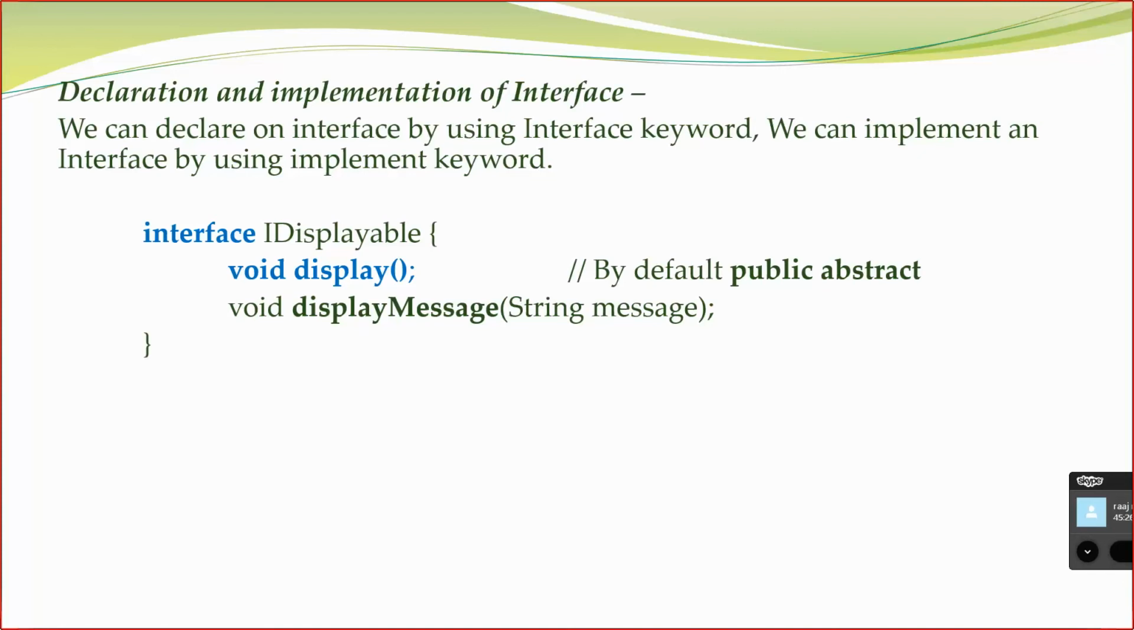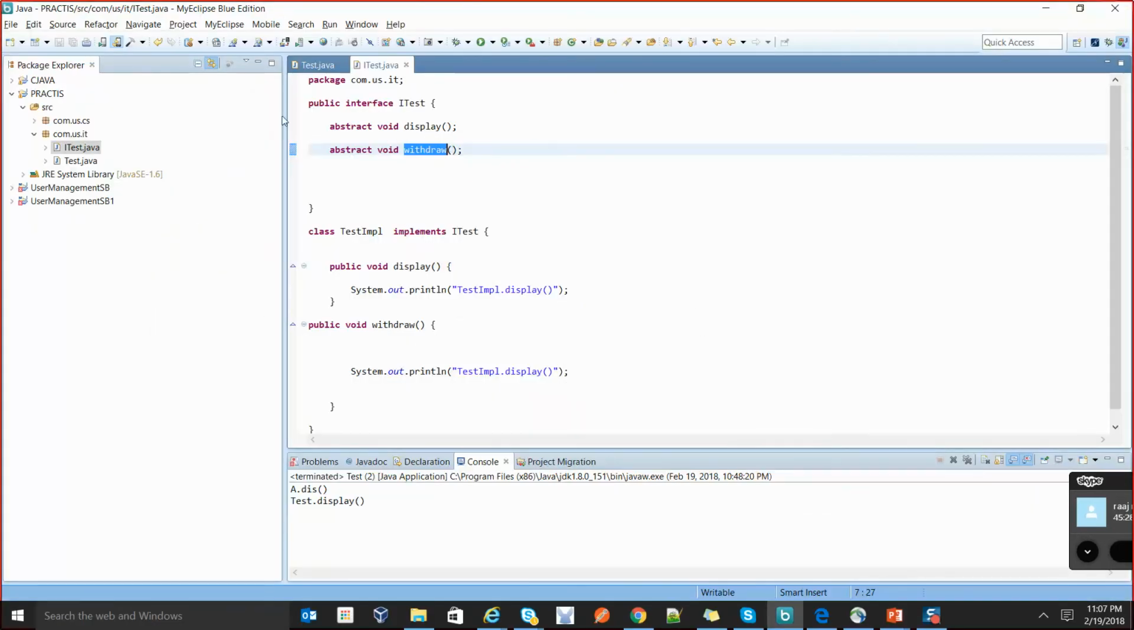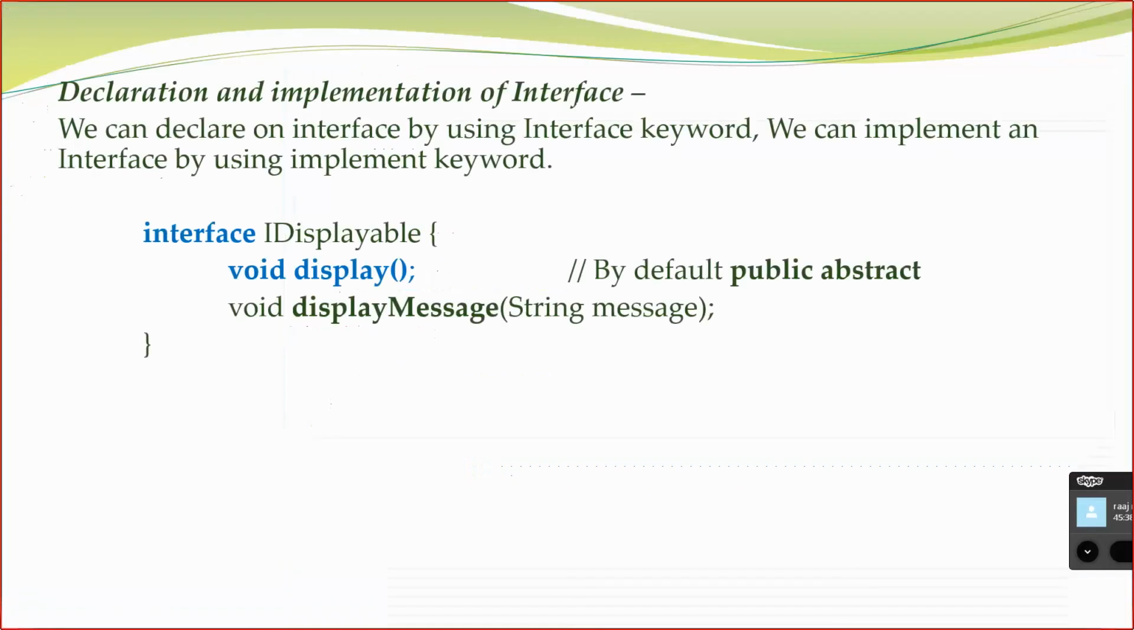See, in the example I wrote it here. If you're not writing it, there is no exception; by default it is public and abstract. In an abstract class we have to define it, but in an interface it is not required. If we define it, that's fine, but if not, it takes public and abstract by default. Clear?